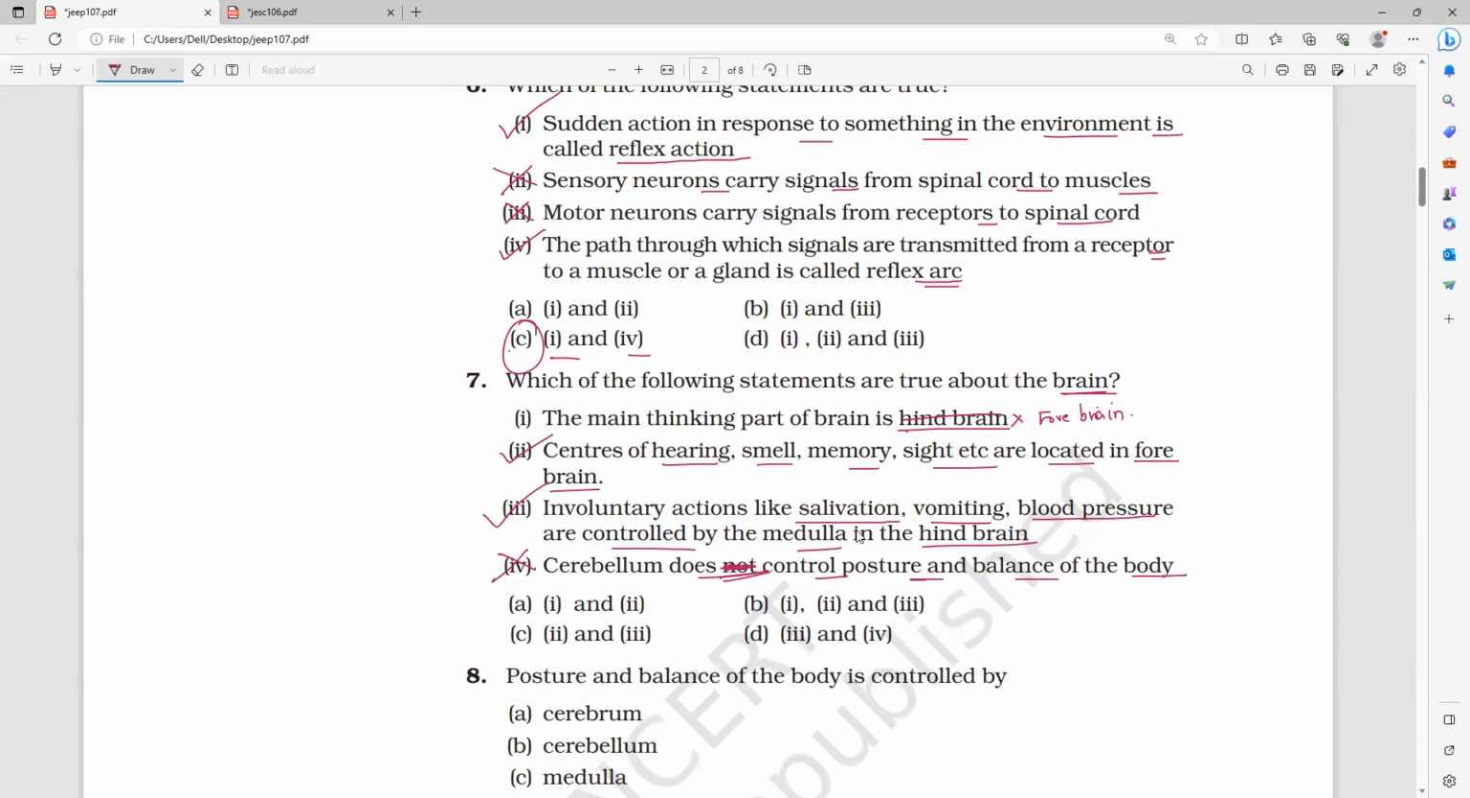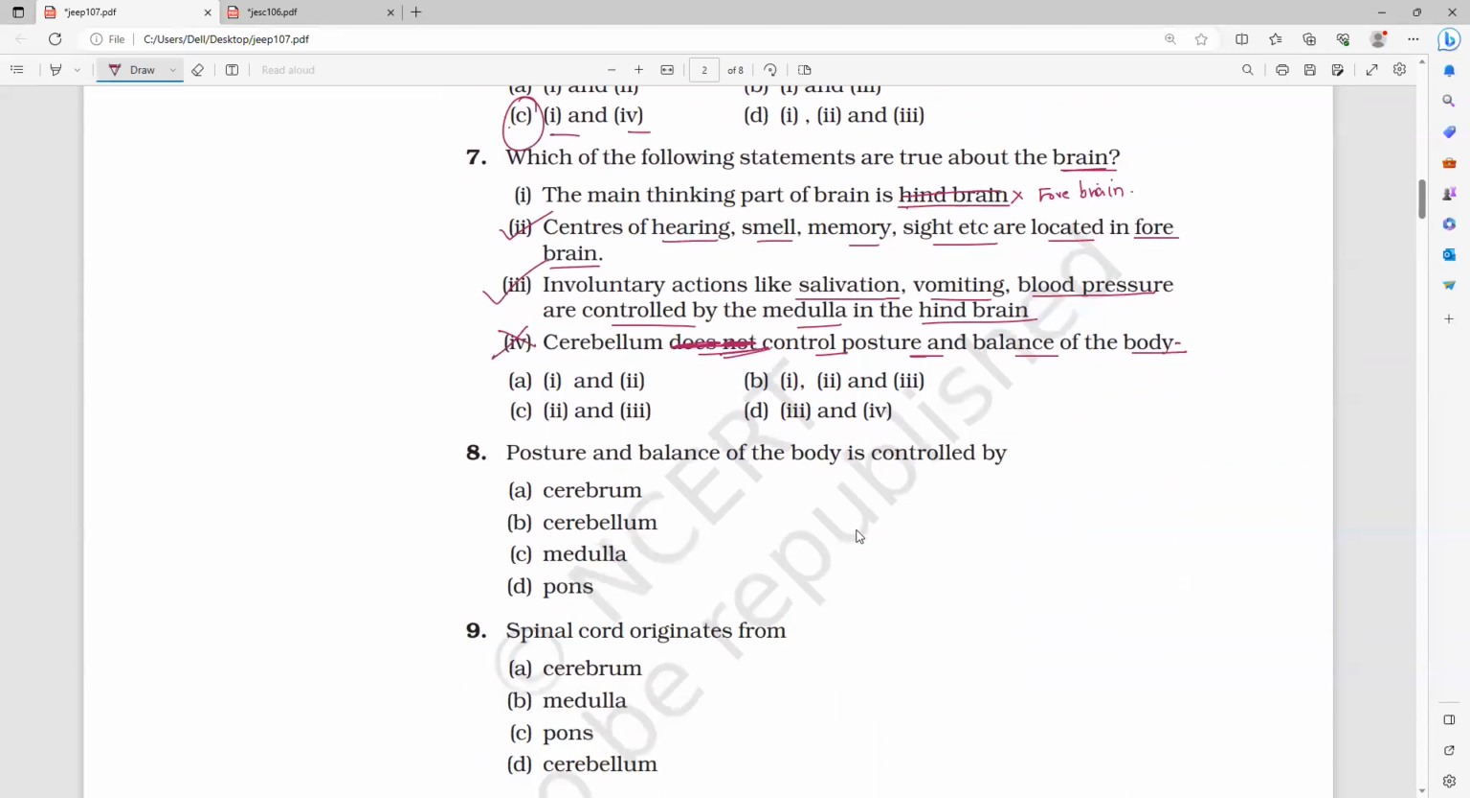Cerebellum controls the posture and balance of the body. So correct statements also write it. So what is the correct option? Everybody? Option C.